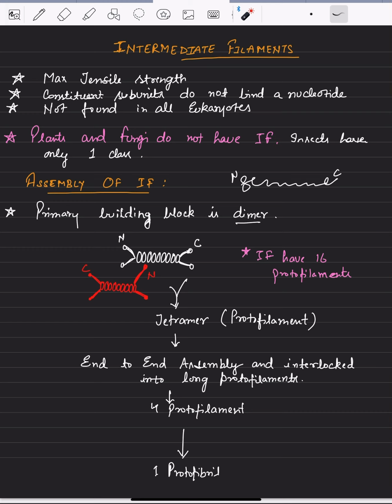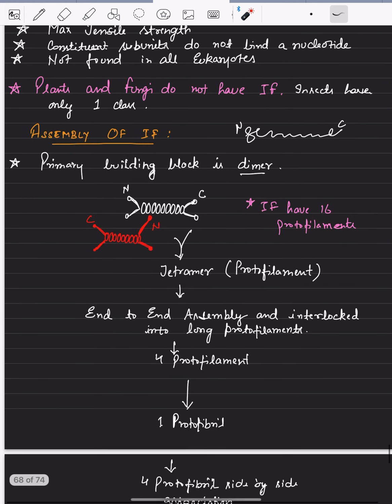Here there are no constituent subunits that bind a nucleotide. Basically this can be explained like that there are no ATPase and GTPase, there are no motor proteins, and a very important thing to remember is that they are not found in all eukaryotes. They are more prominent in the animal cell, totally absent in the plant and fungi. So this is a point to remember.